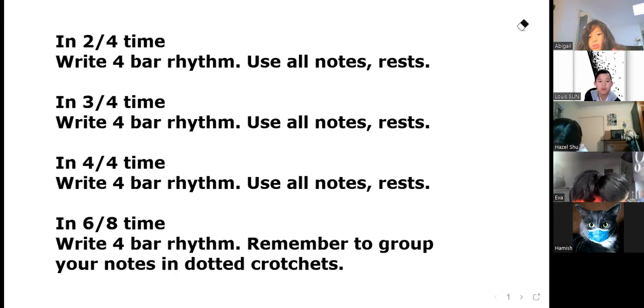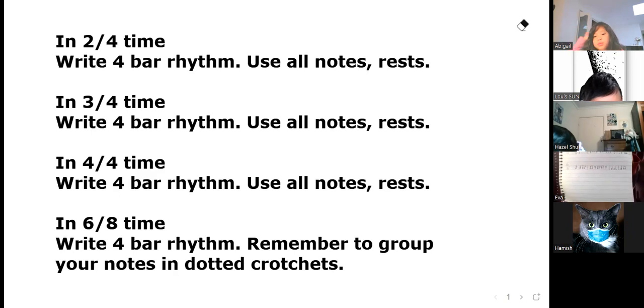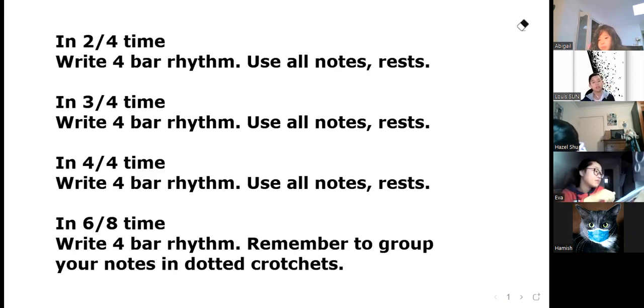Abigail, are you finished? Okay. Okay, yep, that's a lot better. No, it's not a lot better. So Eva, you can't put a crotchet on the second and third beat because you'd be grouping 2 weak beats together.